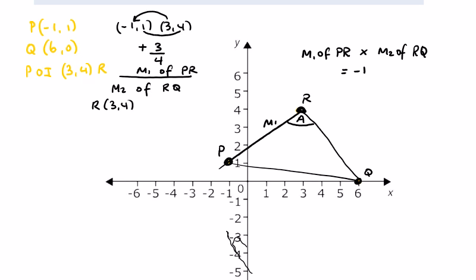R is 3, 4, Q is 6, 0. So we know that this is negative slope m2. So negative, change in y is 4, the change in x is 3, and then we say 3 over 4 by minus 4 over 3 equals minus 1. Therefore, the angle PRQ equals 90 degrees.